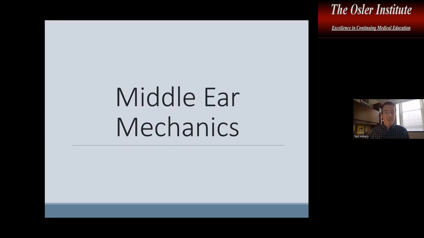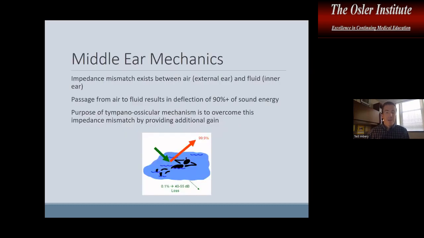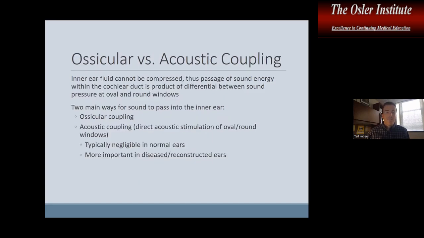So middle ear mechanics, not to bore you too much here, but why do we have a middle ear? Well, because we don't live underwater anymore. So there's this air and fluid mismatch. Anytime sound energy is coming from air and going to a fluid medium, the vast majority of that is going to be deflected away. So the purpose of our middle ear system is to help overcome this impedance mismatch to provide additional gain. So there are concepts of ossicular and acoustic coupling.